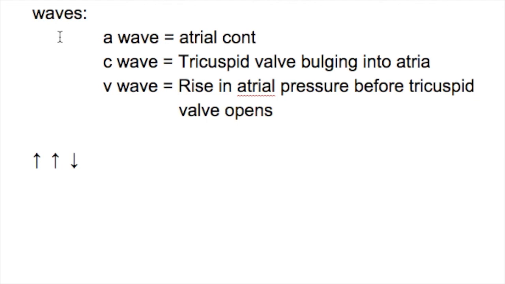Coming to the jugular veins, the A wave is because of atrial contraction. The C wave is due to the tricuspid valve bulging into the atria. And the V wave is due to a rise in atrial pressure before the tricuspid valve opens.